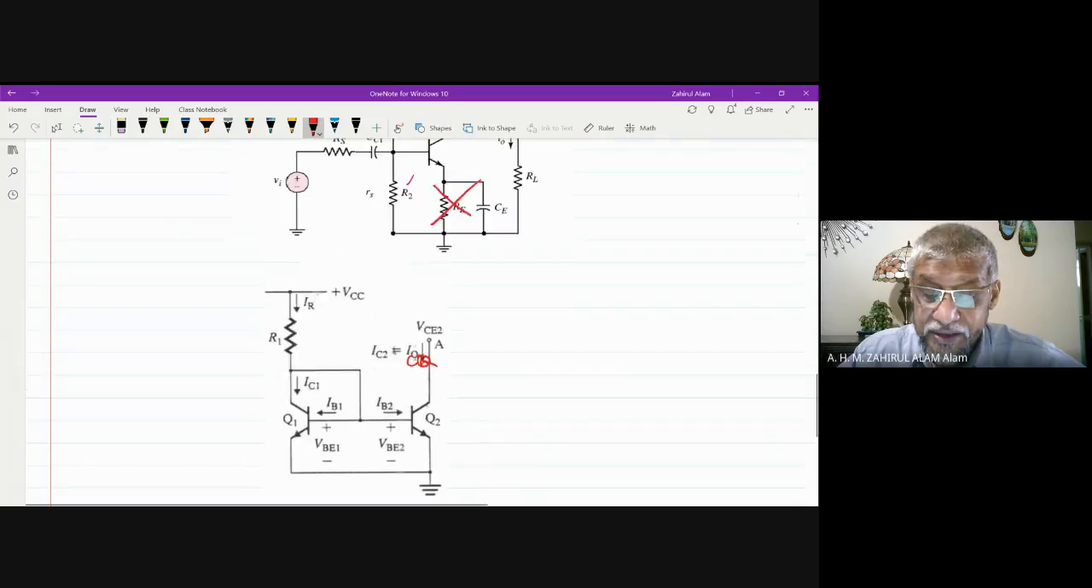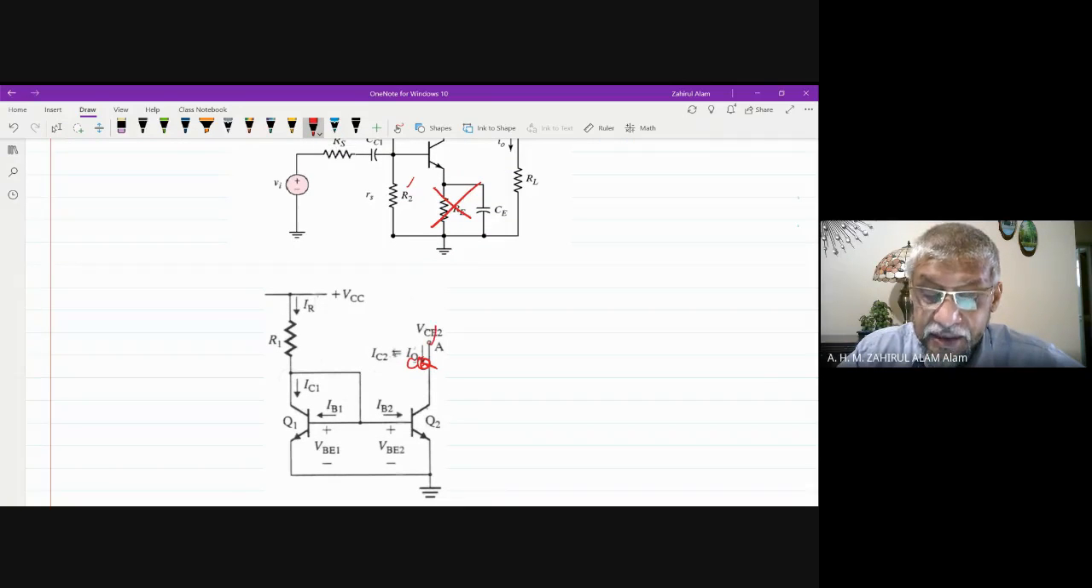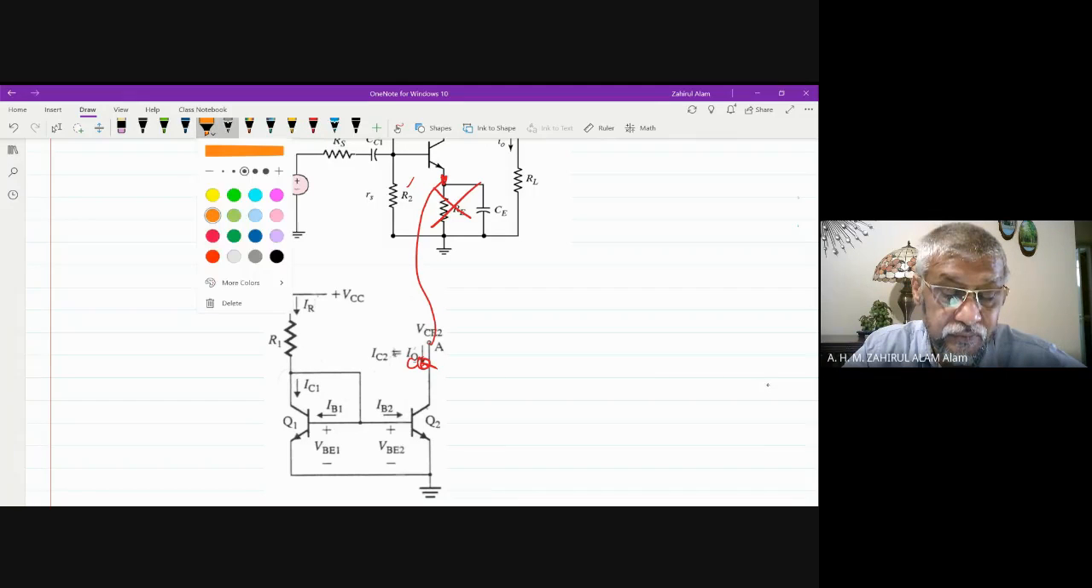ICQ. Now we need to connect this terminal to here. So this is our open circuit.